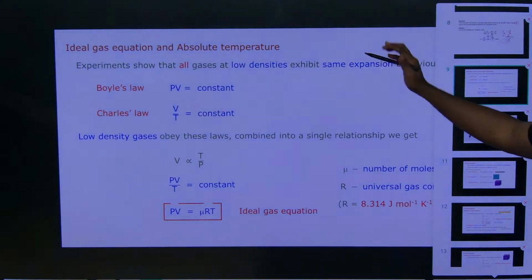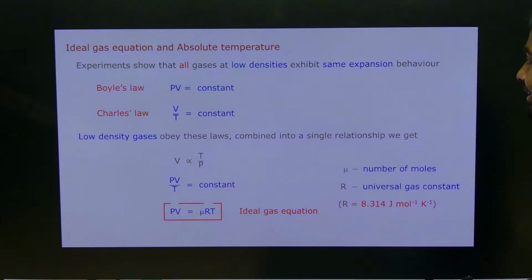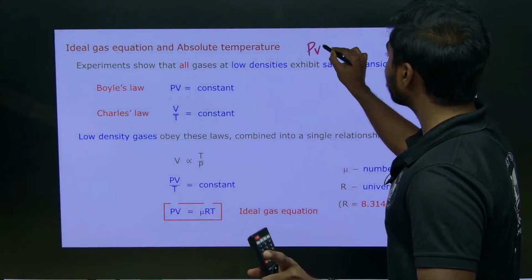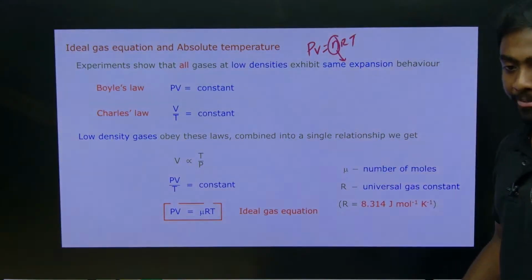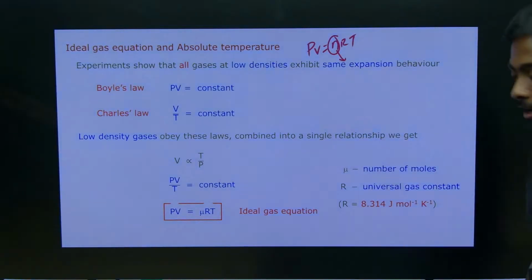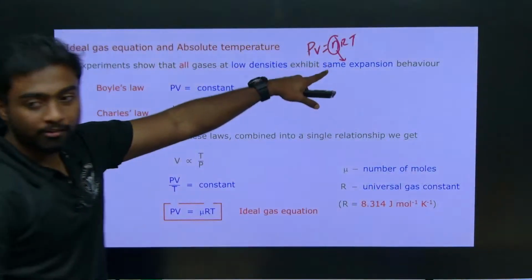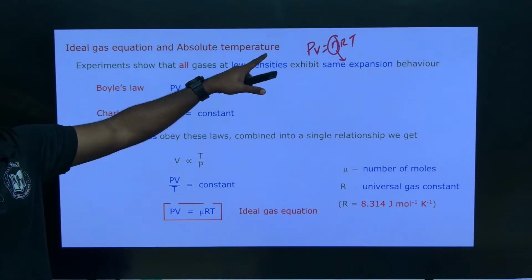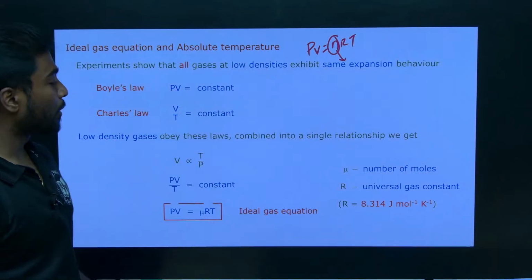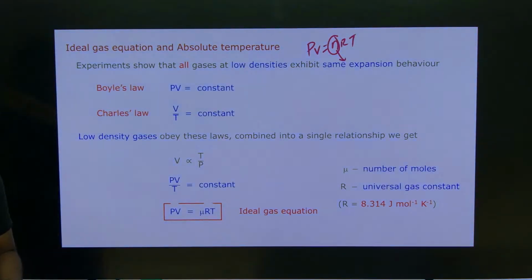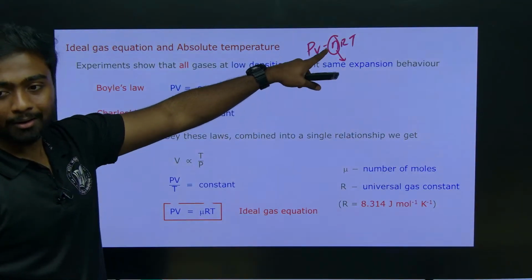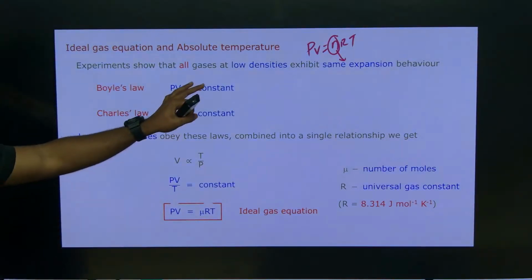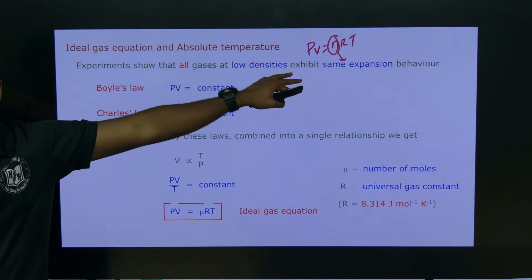So the next one is the ideal gas equation and the absolute temperature. When we talk about the ideal gas equation, the equation is PV equals nRT. In some books they have mentioned it as muRT. Both are the same, you can take nRT. Here n is the number of moles and R is the universal gas constant. The value of R is 8.314 joule per mole Kelvin. That's the equation and the value of the gas constant.